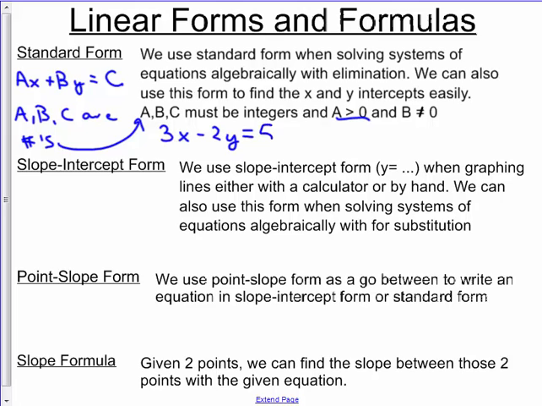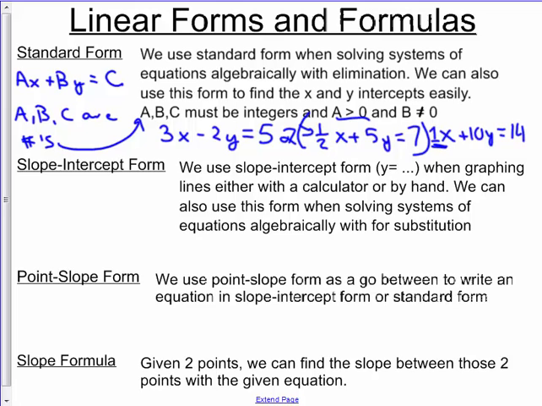An example, 3x minus 2y is 5. 3, negative 2, 5, they're all integers, 3 is positive. If we had 1/2 x plus 5y equals 7, we couldn't write that, that's not considered standard form, simply because of the 1/2 there. We would have to multiply by 2. When I multiplied by 2, I would get rid of the fraction there. So I'd end up with x plus 10y equals 14. That would be considered in standard form.